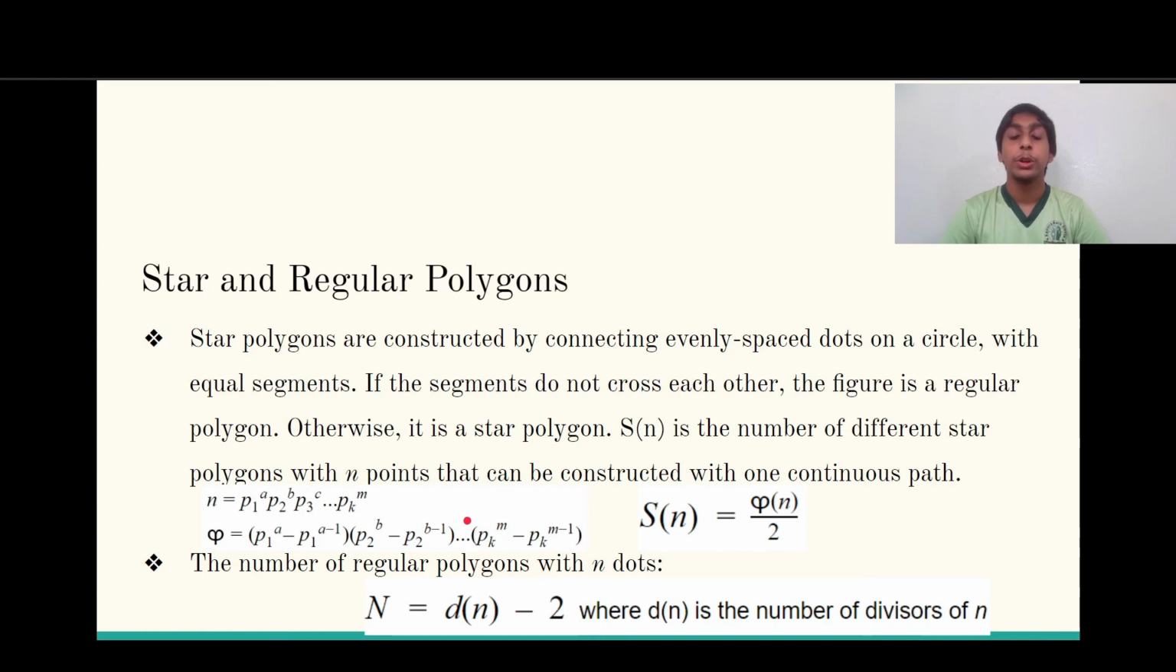So if you solve it out, we went over this and we did practice on this when we were going over mods. If you use this function and then divide it by 2, you'll find how many star polygons you can construct with endpoints in the continuous path.